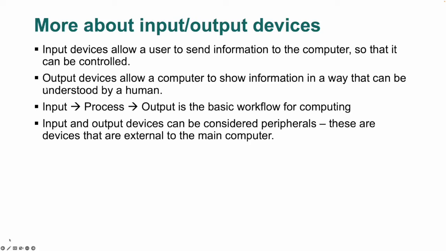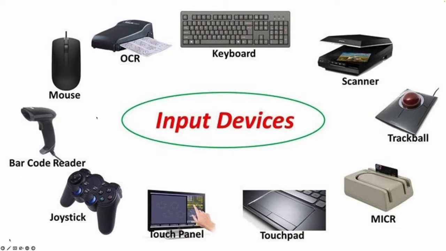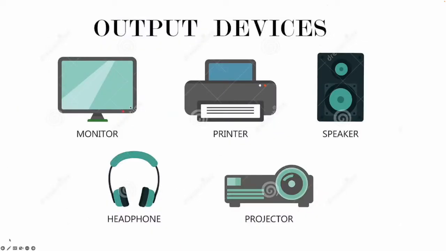So input and output devices can both be considered as peripherals, and these are devices that are external to the main computer. Now, things like laptops and phones have input and output devices built in, right? The screen and the keyboard are part of a laptop, but they're still considered peripherals because they're not part of the von Neumann architecture. They're not processor, they're not memory, they're not controllers, they're not the bus. So they're still considered external, even if they are physically attached to the machine. Here are some input devices, and here are some output devices. Like I said, we'll cover these more in the next video.